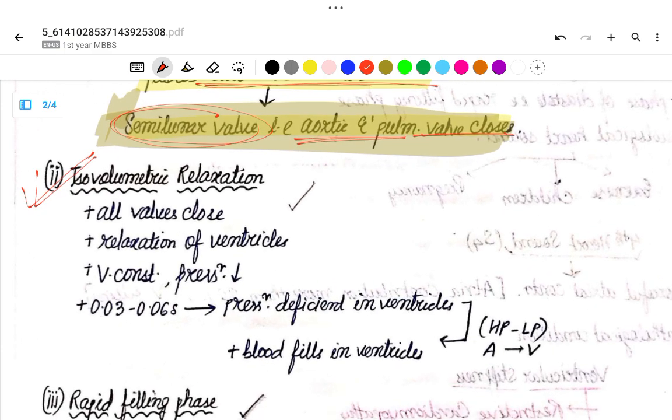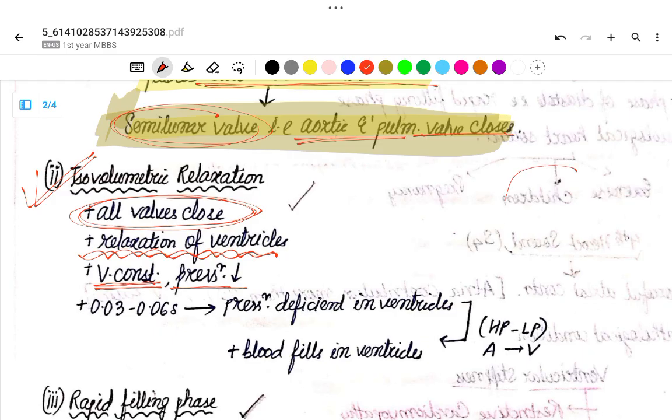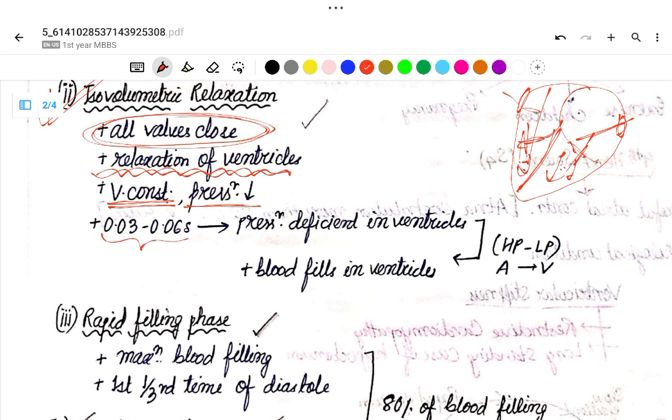In isovolumetric relaxation, all the valves are closed. The ventricles relax. Ventricular volume is constant, and pressure decreases. Since they are not contracting, the pressure falls. All the valves are closed, the semilunar valves and the atrioventricular valves. Now from 0.3 to 0.6 seconds, pressure is low in the ventricles, and blood fills the ventricles.